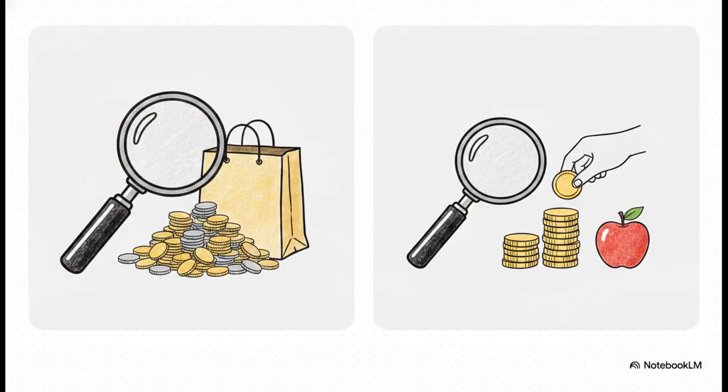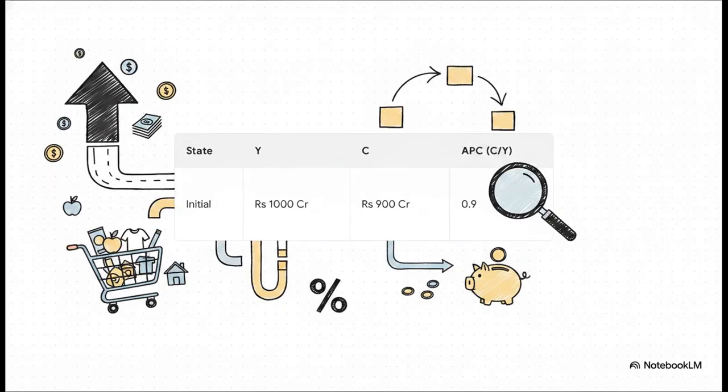To really grasp this, let's look at things side by side. On one hand, we measure total habits using the average propensity to consume, or APC. This is the overall proportion of your total income that gets devoted to consumption. On the other hand, we measure incremental changes using the marginal propensity to consume, or MPC. This looks at how you behave when handed just a little extra cash. So APC looks at the big picture, while MPC looks at what happens right at the margin. Let's anchor this with a super concrete example.